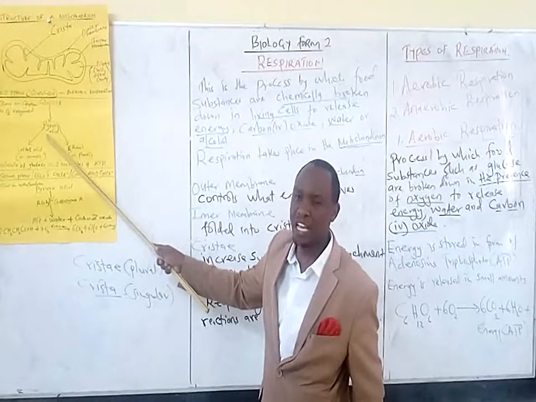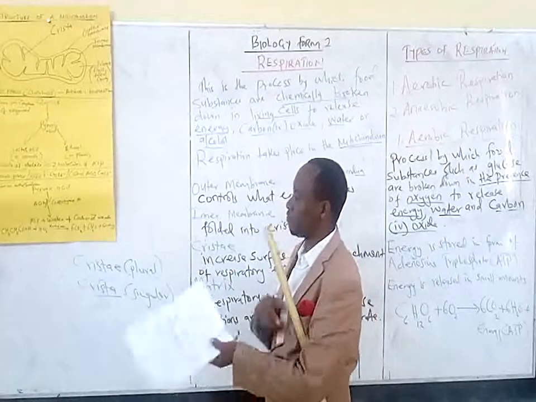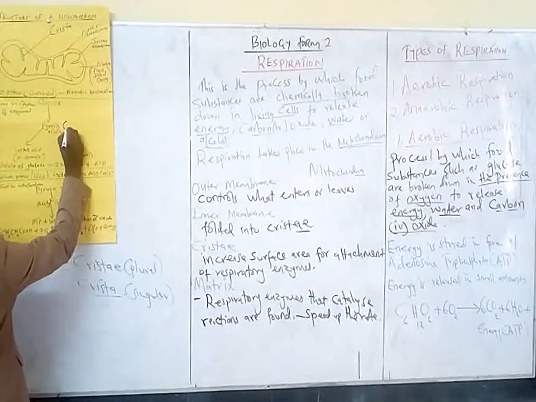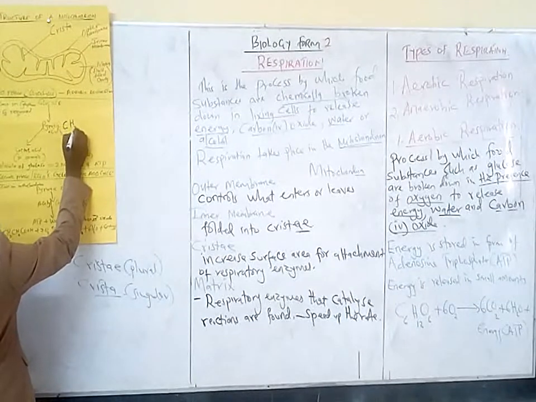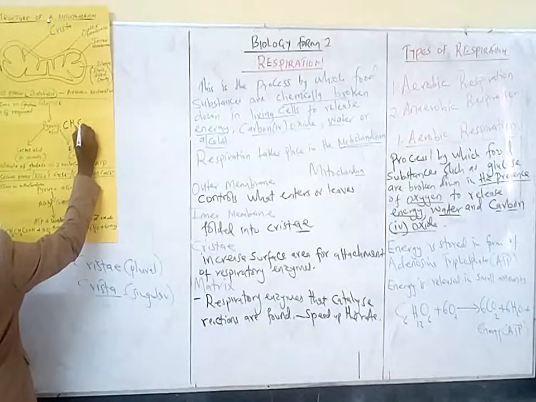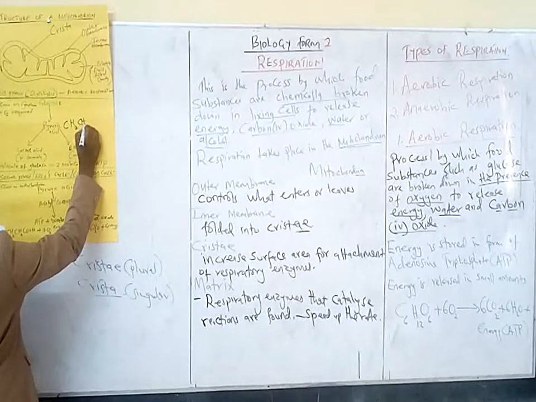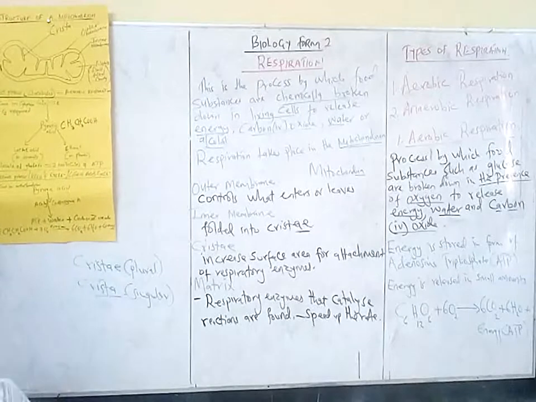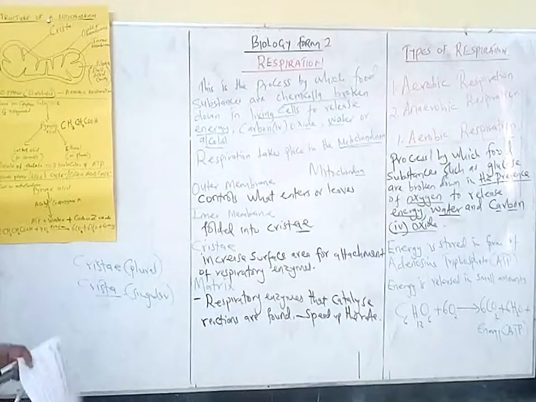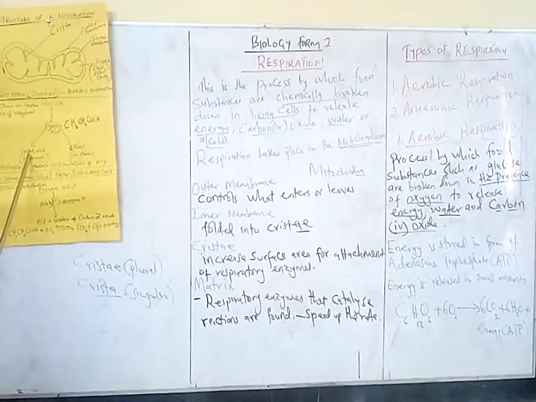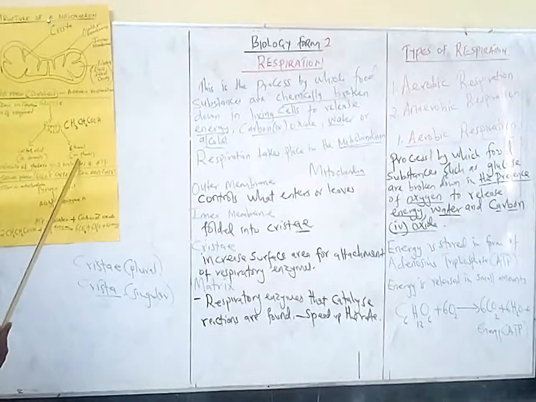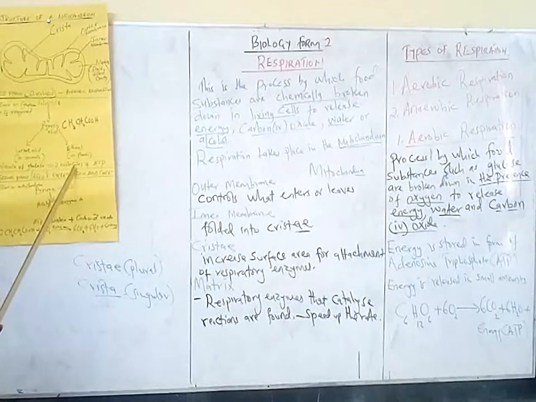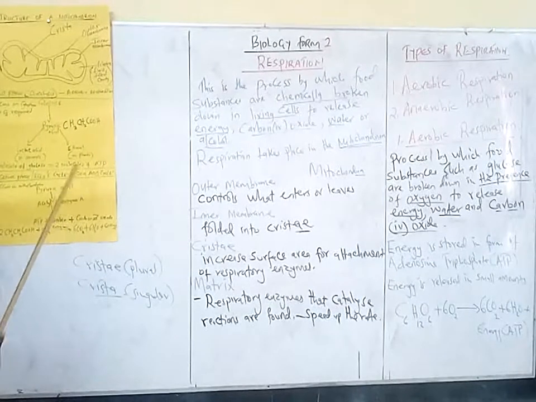Pyruvic acid is a 3-carbon compound, illustrated as CH3CH2COOH. That is a 3-carbon compound called pyruvic acid. Now, in animals, it is broken into what? Lactic acid, and in plants, ethanol. And it is important to note that 1 molecule of glucose will give rise to 2 molecules of energy.